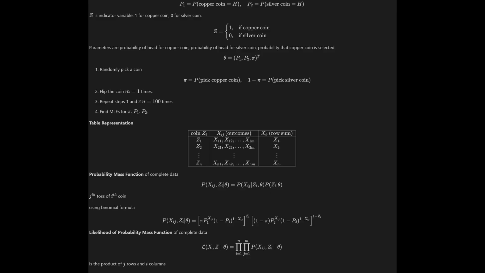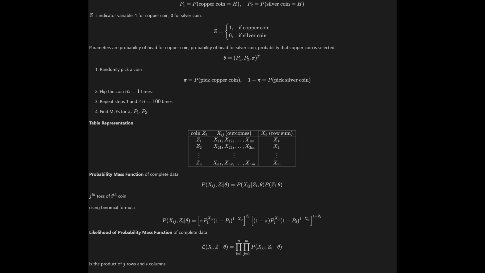The two-coin EM problem follows this format. Randomly pick a coin with probability pi. Flip the coin Mike times before reselection. We will be solving for Mike equals 1 since multiple flips was not specified. Repeat selection and Mike flips November times. Here November is 100 to match our given data, assuming Mike is 1. Find the maximum likelihood estimate for pi, P1, and P2.